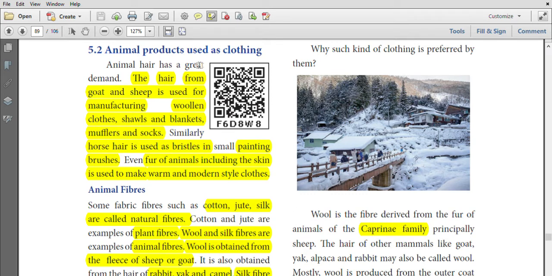Animal product used as clothes. Hair of the goat and sheep is used for manufacturing woolen cloth, shawls, blankets, mufflers, and socks. Horse hair is used as bristles in painting brushes. Fur of the animal, including the skin, is used to make warm and modern style clothes.